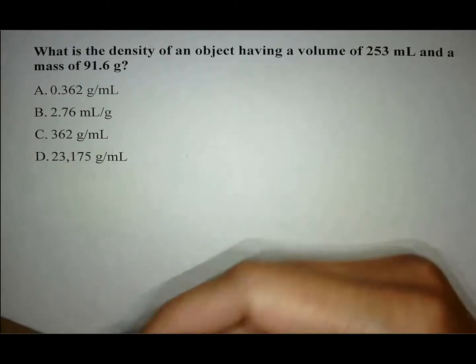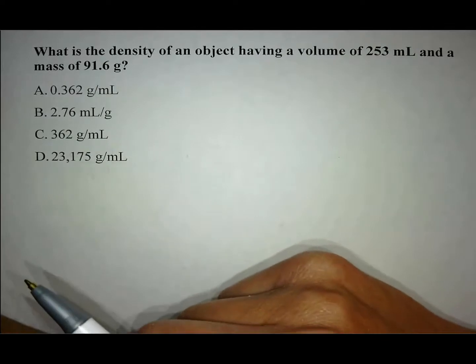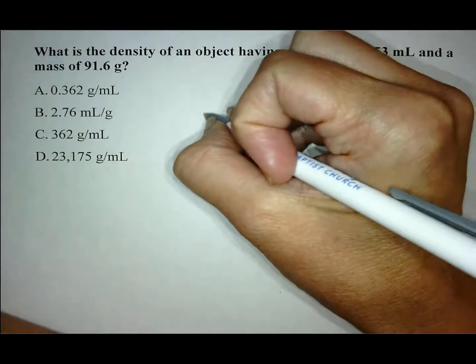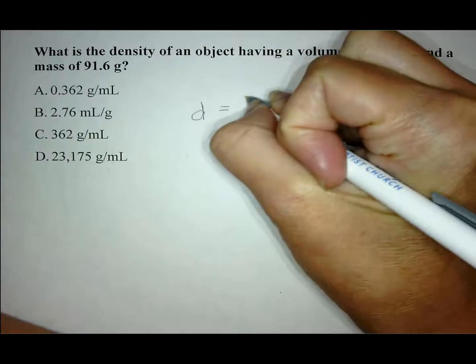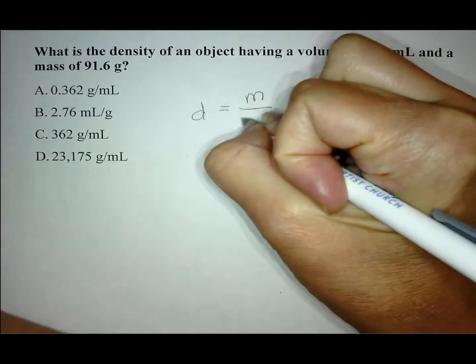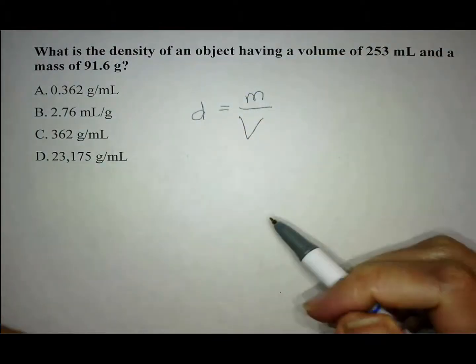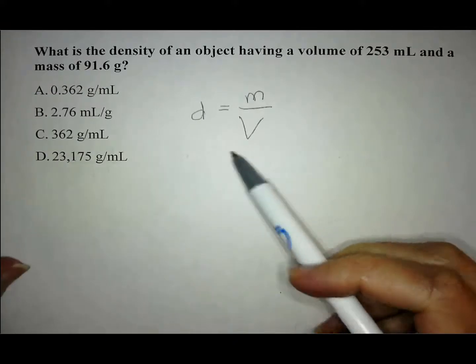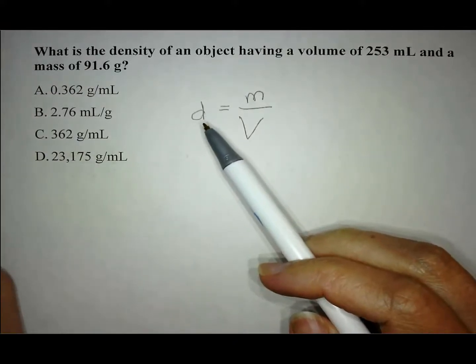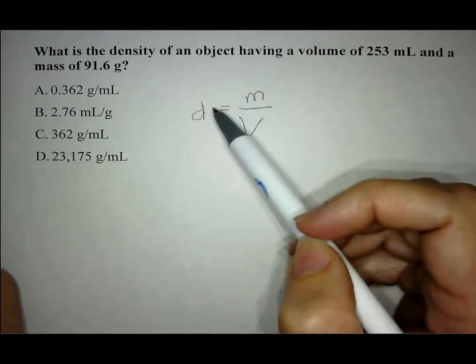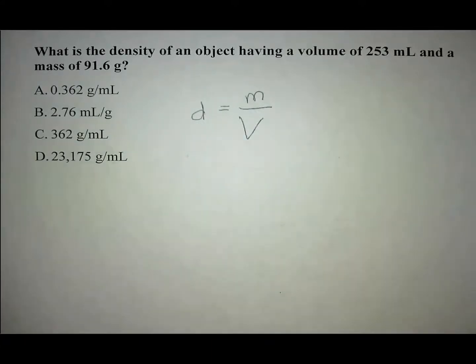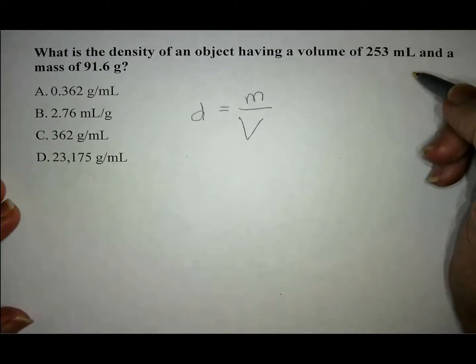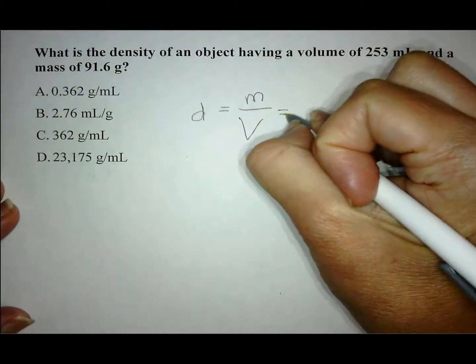We're trying to solve for density, and the equation for density is D, density, equals M, mass, divided by V, volume. Since we're trying to solve for density, we want density to be by itself on one side of the equal sign, and it already is in the equation that we know. So we don't need to do any rearranging of the equation for this particular problem. So all we need to do is plug in our values.